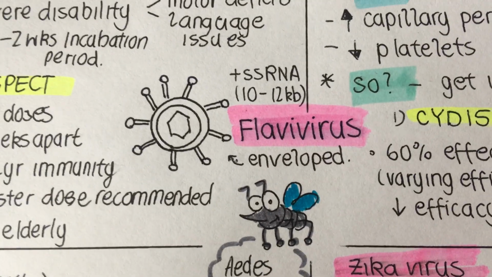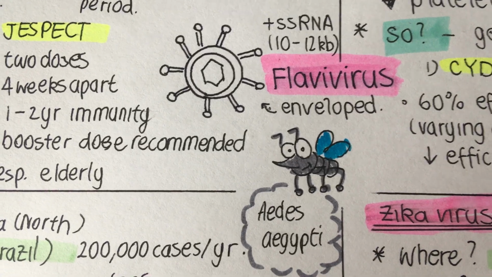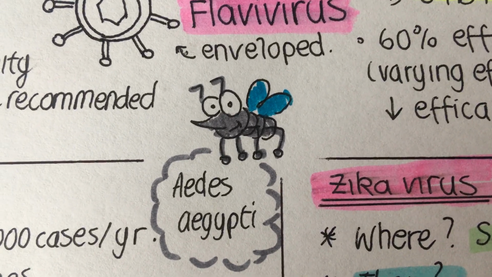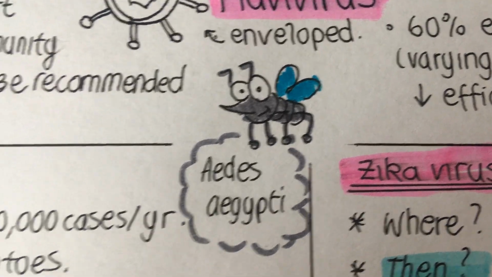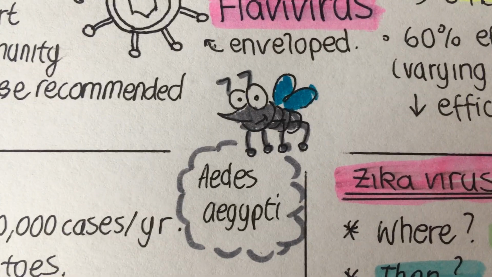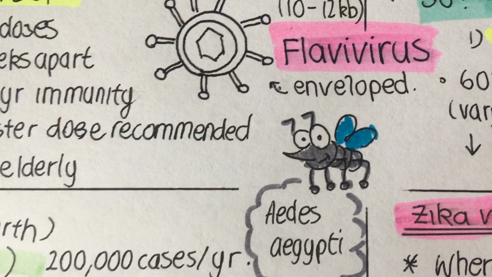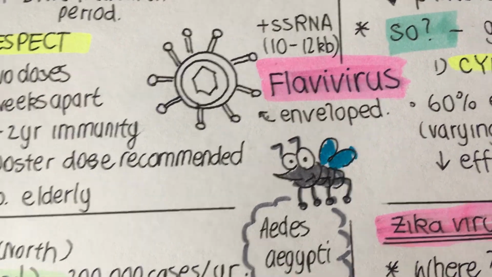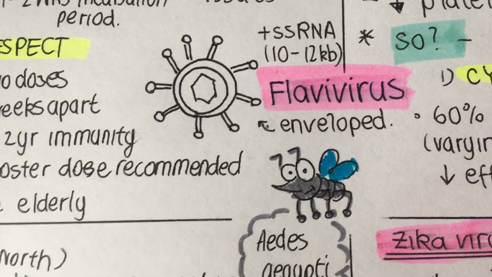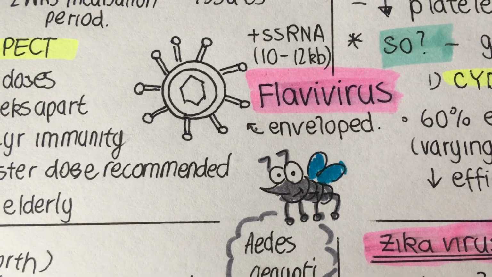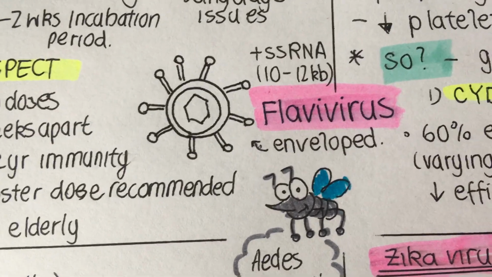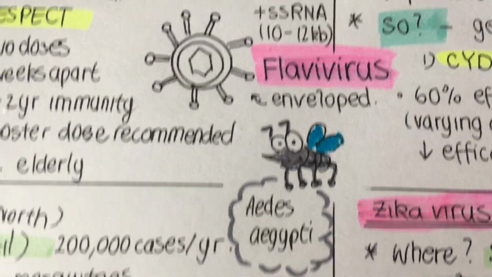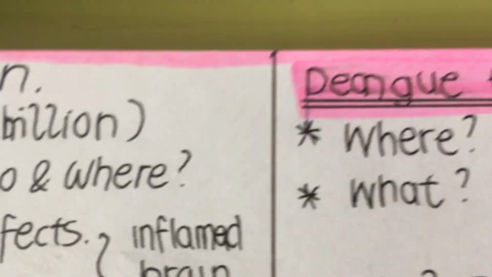It is enveloped, and what is special about the flaviviruses is that they are often transmitted by mosquitoes. In particular, the mosquito is called Aedes aegypti. I like to think of it as Aedes aegypti because it's an important point to remember, because the places that this mosquito goes also indicate the places where this virus or flaviviruses are endemic.